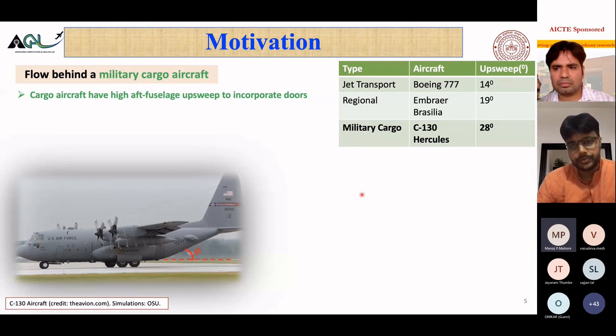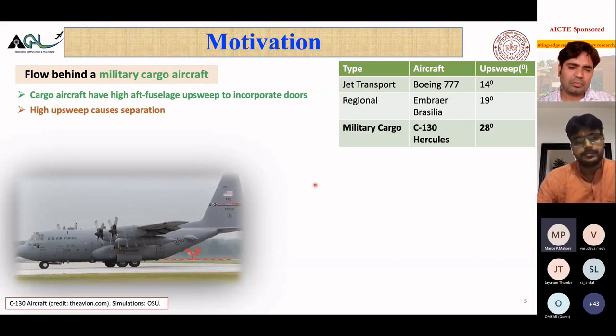Okay, so just to show you a comparison, the transport aircraft, for example, if you see this Boeing 777, they have upsweep around 14 degrees. So typically you'll have upsweep like 5 to 15 degrees. The regional aircraft, which are the small aircraft, can go a little higher, 19 degrees. The cargo aircraft, for example, if you look at the C-130 that we saw in the last picture, or even here, it's also called the Hercules. It has upsweep around 28 degrees, which is very, very high. Okay. So this high upsweep causes separation.